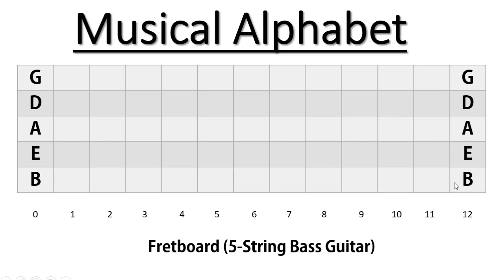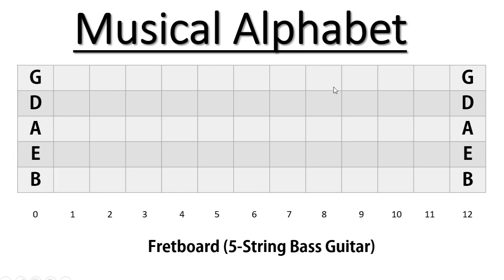I've basically put a table over here, and this table is basically a representation of the fretboard. Now, please remember that this is for the 5-string bass guitar. So, if you have a 4-string or a 6-string, then you're in the wrong lesson or the wrong part 2. So, go to the corresponding one. All right. So, this is basically a representation of your fretboard.